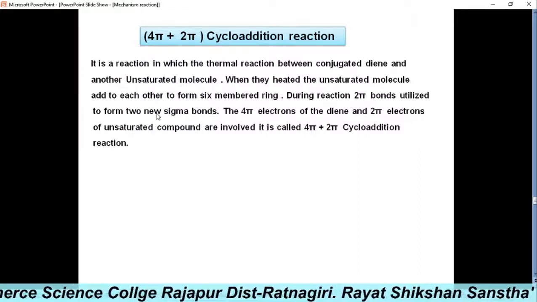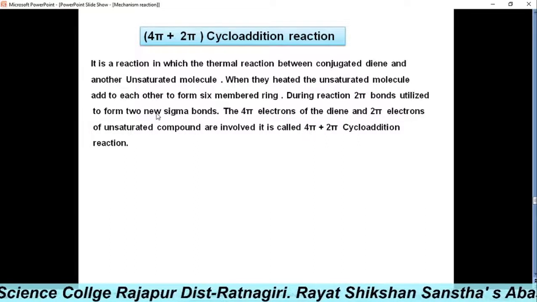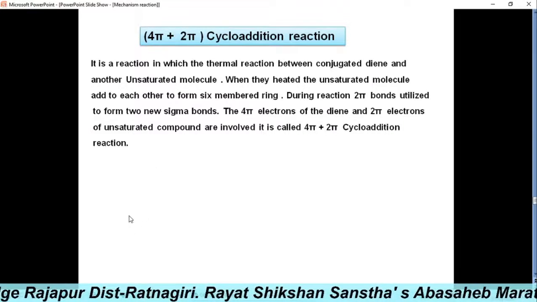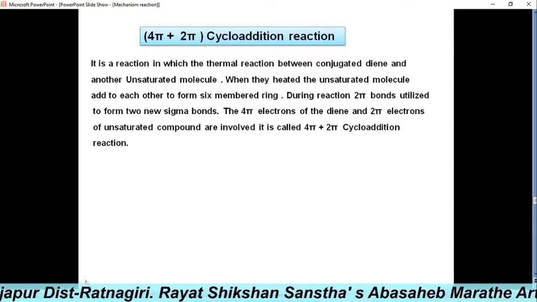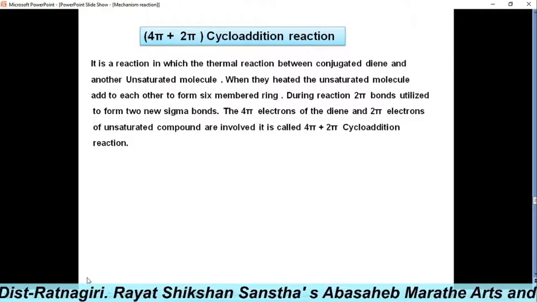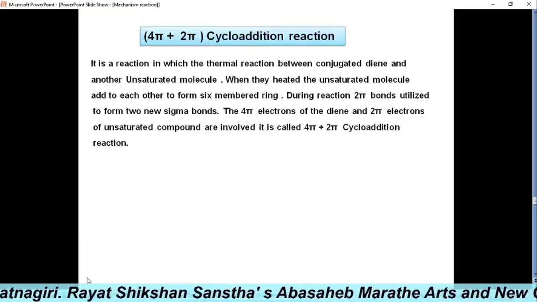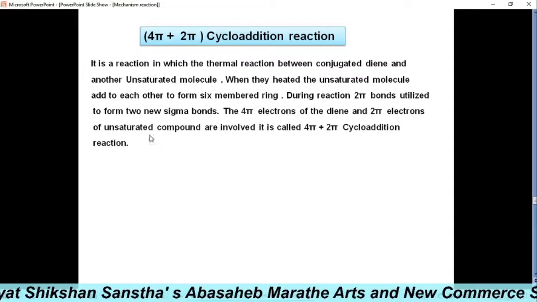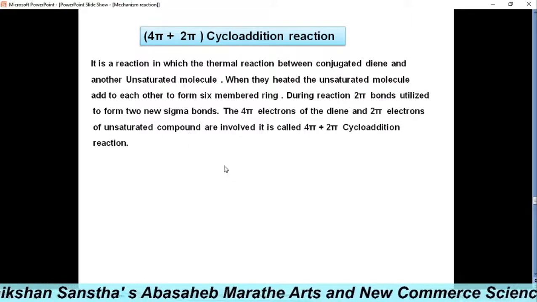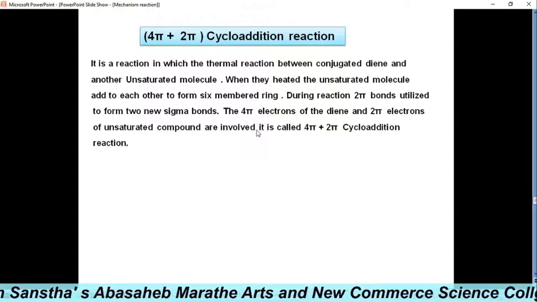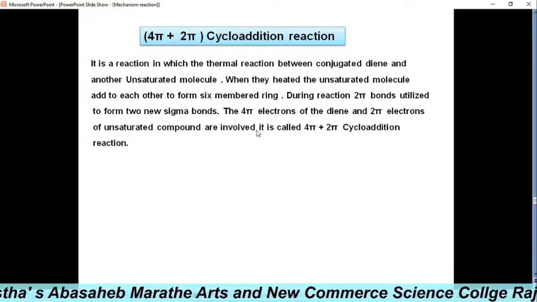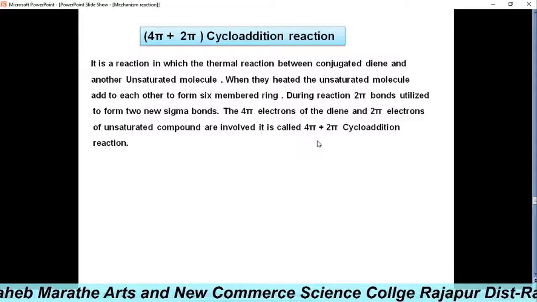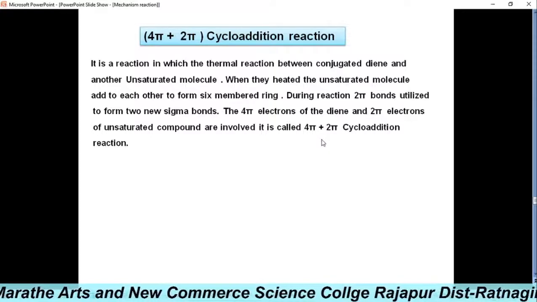During the reaction, the two pi bonds are utilized to form two new sigma bonds. Since 4 pi electrons of the diene and 2 pi electrons of the unsaturated compound are involved, it is called the 4 pi plus 2 pi cycloaddition reaction.